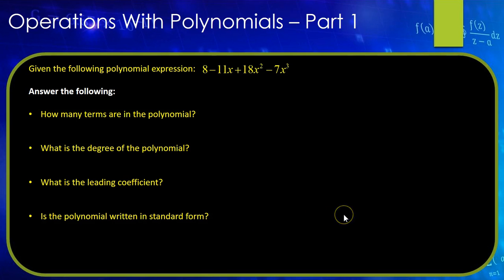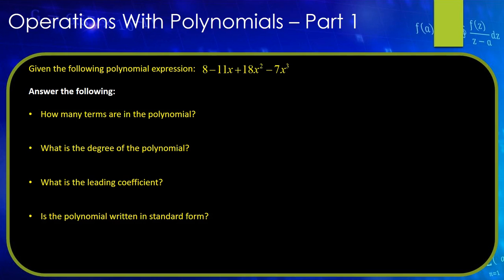So here you're asked four questions about this. How many terms are in the polynomial? Terms are these groupings of coefficients, variables, and exponents. You don't have to have all three of them for it to be a term, but if I see multiplications and powers going on, that's all considered to be in one term, whereas the plus signs and minus signs separate the terms.